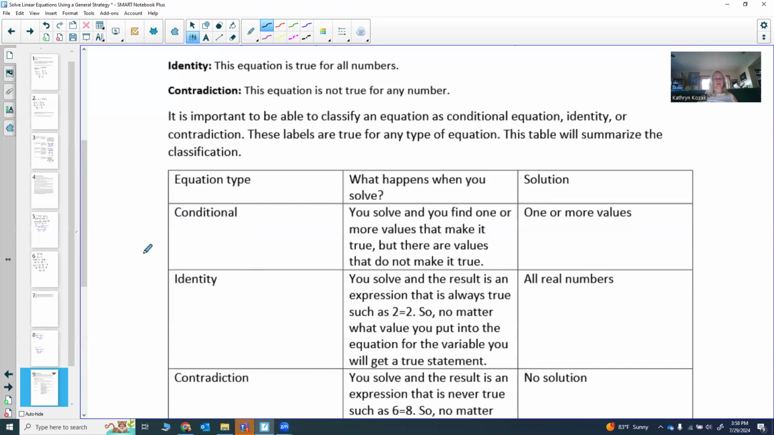So the equation type, if it's conditional, what happens when you solve it is you find one or more values that make it true, but there are values that will not make it true. The solution is those one or more values you found. In an identity, you solve and the result is an expression that's always true, such as 2 equals 2. So no matter what value you put into the equation for the variable, you will always get a true statement. The solution to this is all real numbers.